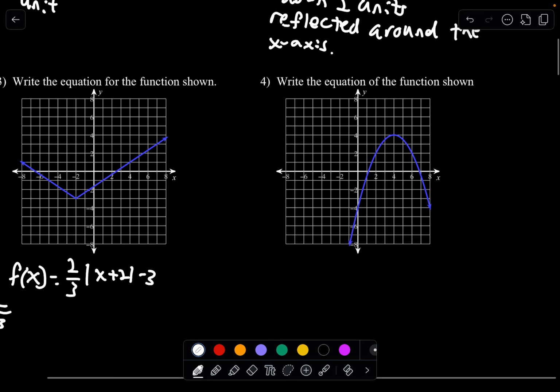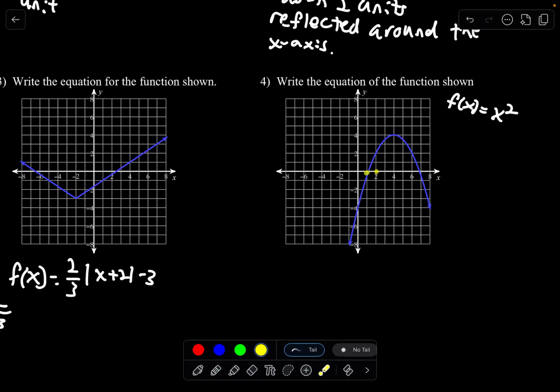All right. Now, on number 4, you have to recognize that's a quadratic. So you know your parent graph is going to function as f of x equals x squared. Now we have to see how it's moved. Well, if you look at this, it's moved to the right 1, 2, 3, 4, and up 1, 2, 3, 4. So it's moved to the right 4 and up 4.